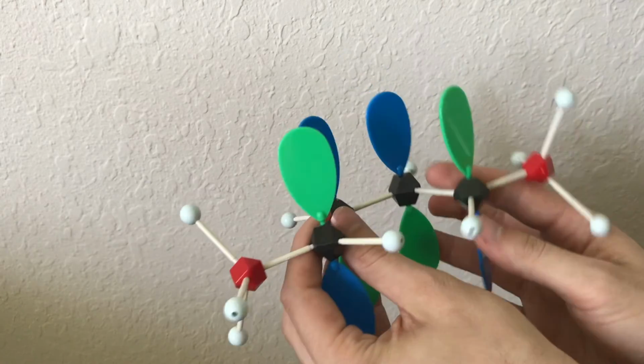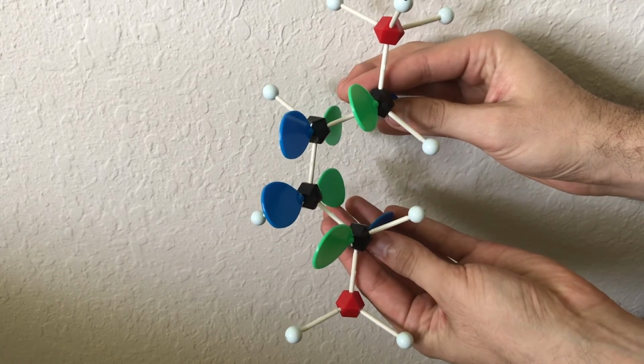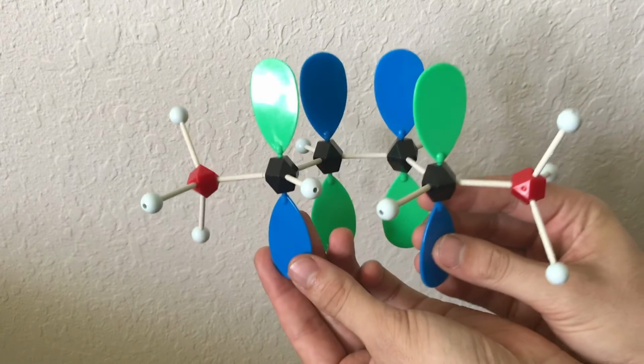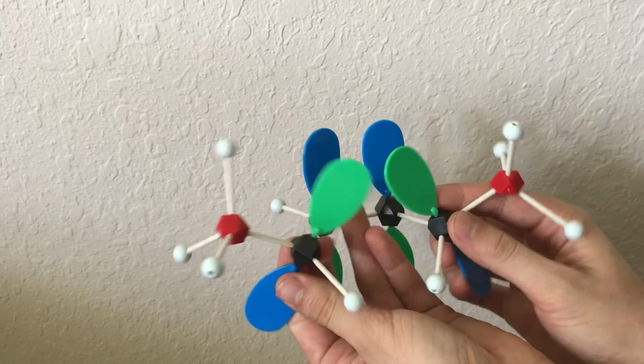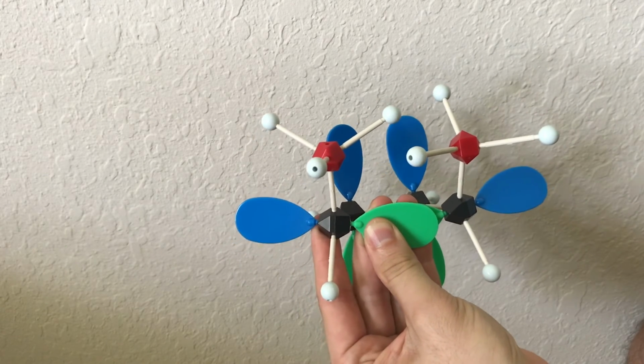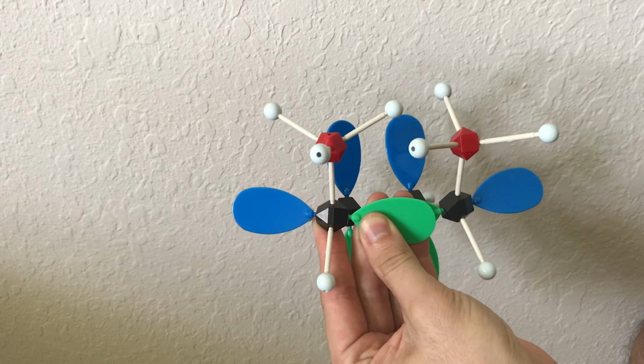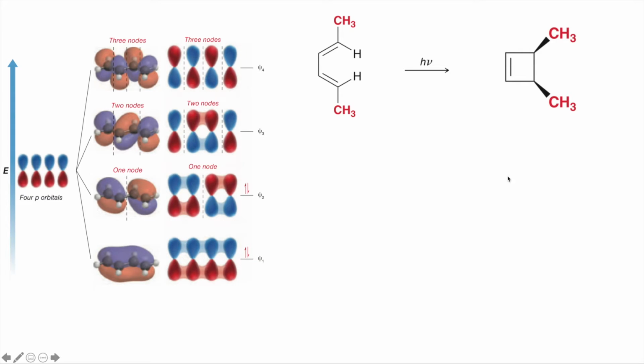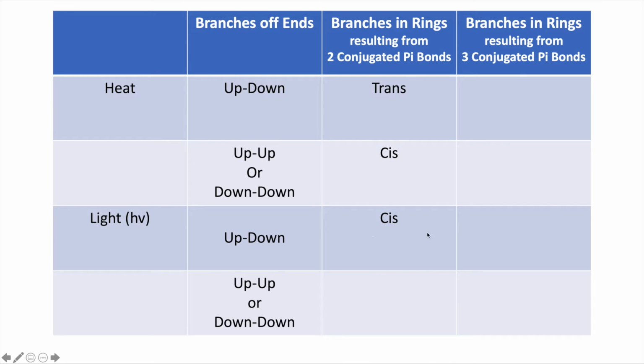So, one more time. You have one branch going up, one branch going down. For 1,3-butadiene, when it's exposed to light, when the molecular orbitals overlap, the branches twist to be going cis. So if you use light on a two conjugated pi bond system, where the carbons coming off the ends of that system are going in opposite directions, one up and one down, then you'll end up getting a cis product. And that is represented in this third row on this table here.